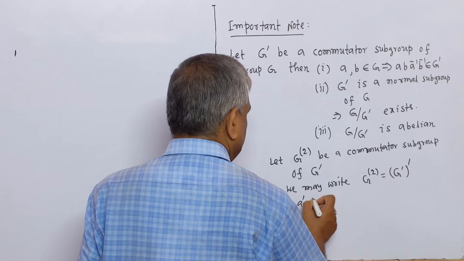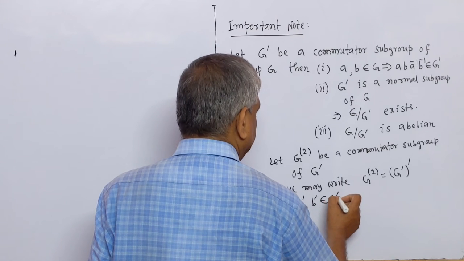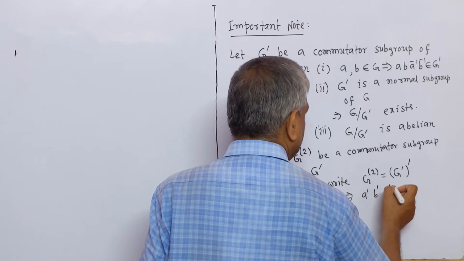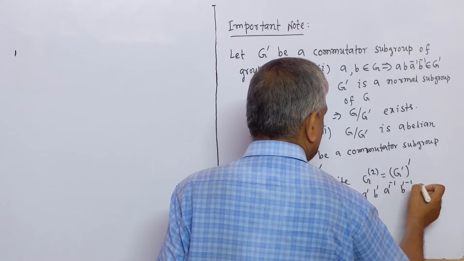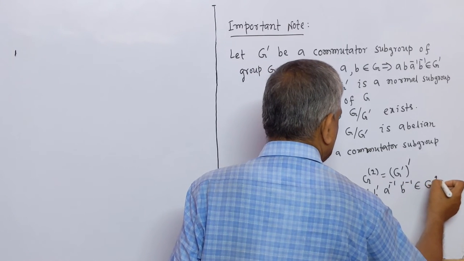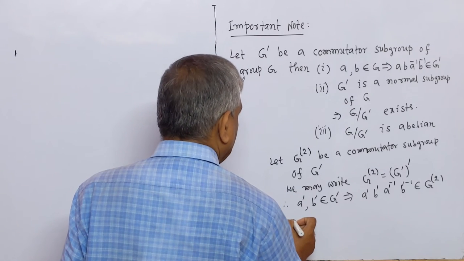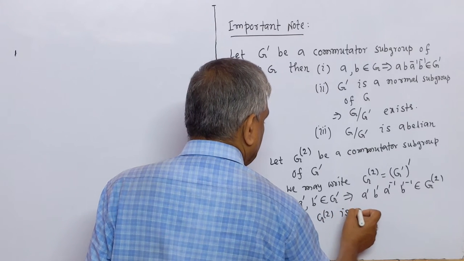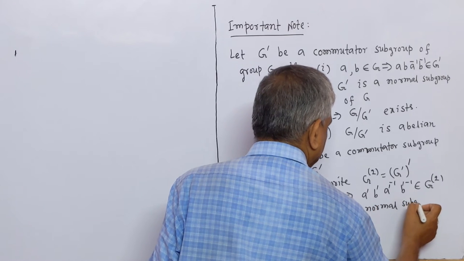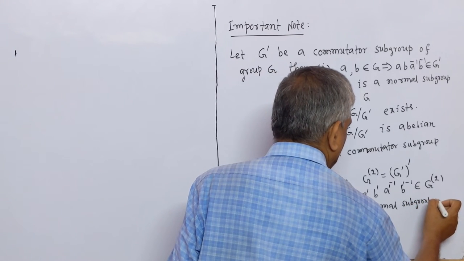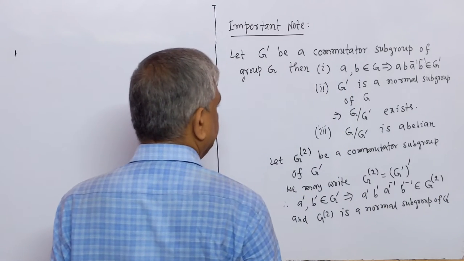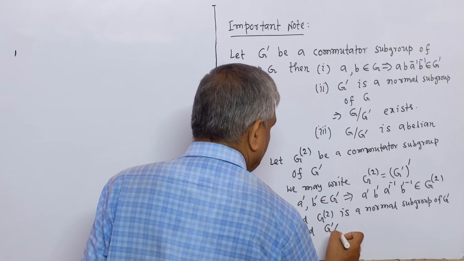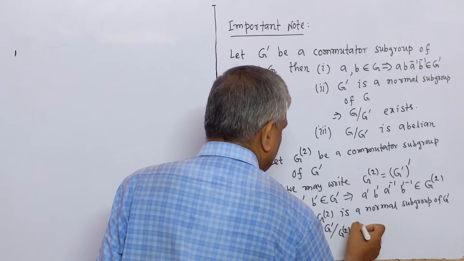Therefore, A prime, B prime belong to G prime implies that A prime, B prime, A prime inverse, B prime inverse belongs to G2. And G2 is a normal subgroup of G prime, and quotient group G prime by G2 is abelian.